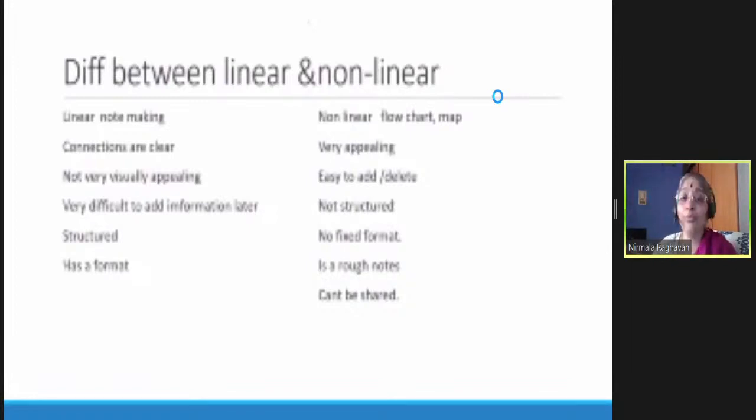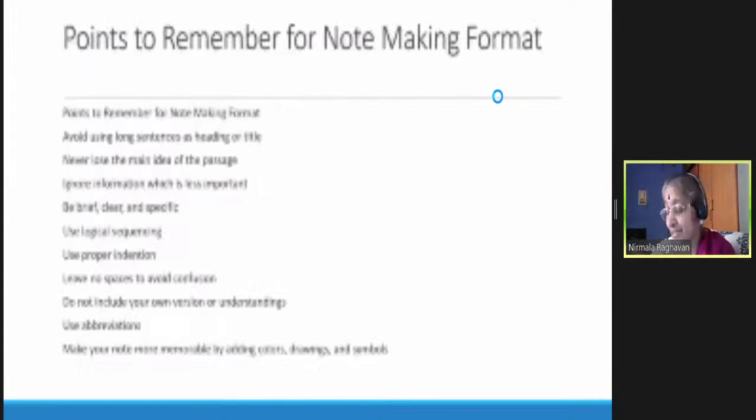So points to be remembered while you make notes. Avoid using long sentences, because the moment the examiner sees a long sentence, she is going to think that you do not know how to make notes. Don't give room for that. Avoid long sentences. Write a title. Never lose the main idea of the passage. Be brief, clear, and specific. Use logical sequencing, one after the other, in turns. Use proper indentation. Avoid unnecessary spaces. Do not include your own versions. No comments, no opinions, no judgments. You just have to use the passage that's given to you.